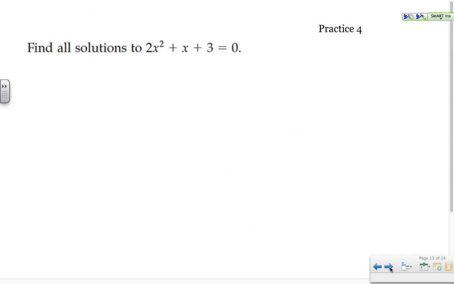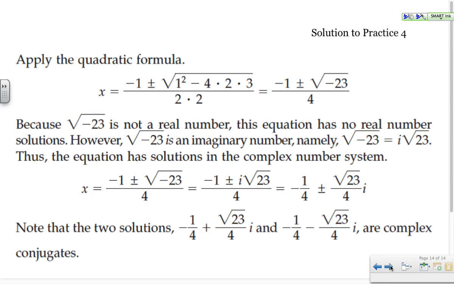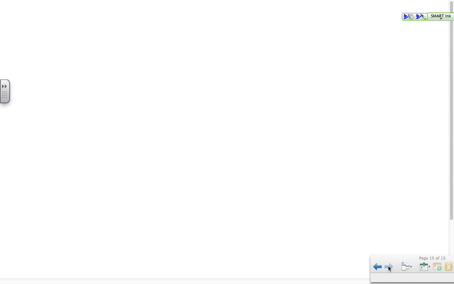Alright. Moving on, I think that's a practice problem here. So this had 4 practice problems, but keep in mind, a few of the lessons before, we didn't have any practice problems, and we only had 1 or 2. So use your quadratic formula to come up with the solution. And there's your answer. They're complex solutions. And that's it.